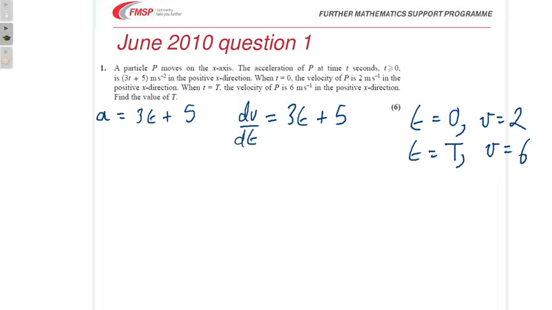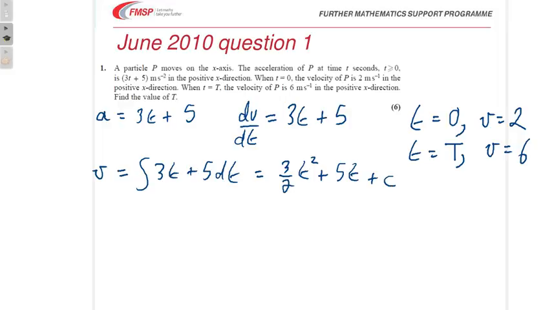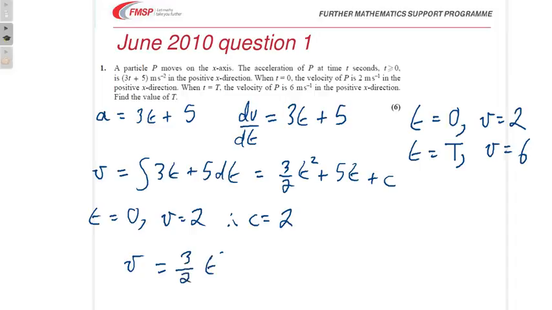Integrating dv by dt, we get v equals the integral of 3t plus 5 dt, 3 over 2 t squared plus 5t plus c. So t equals 0, v equals 2, gives us c equals 2. So we've got an expression for v. Alright, that's the velocity at time t.